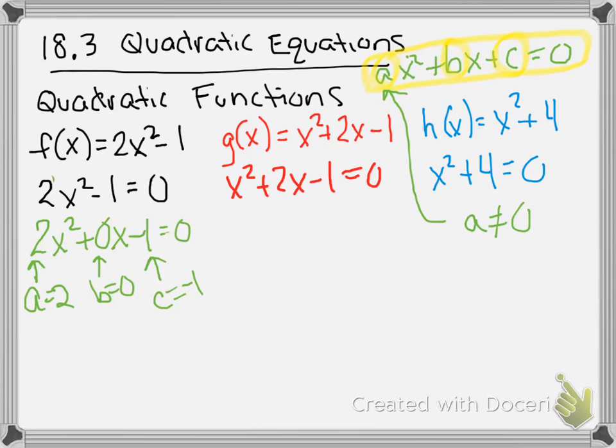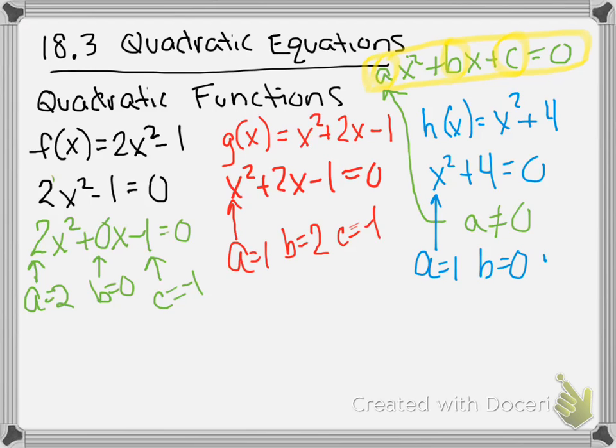So the red one, the second one, that's already in that format. What do you think a would be? Well, there's no number there, so a must be 1 because we have 1x squared. B is equal to 2 because you have 2x. And c is equal to negative 1. If I take a look at the blue equation, a is equal to 1, b is equal to 0 because there is no x, and c is equal to 4. And so that's a guarantee that all three of these are quadratic equations.